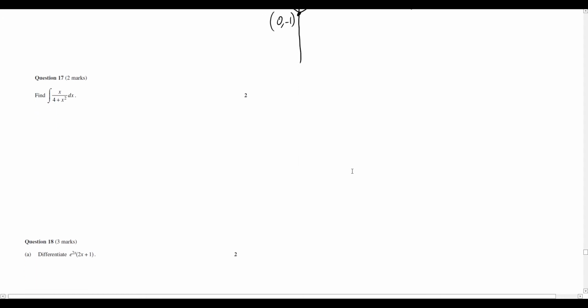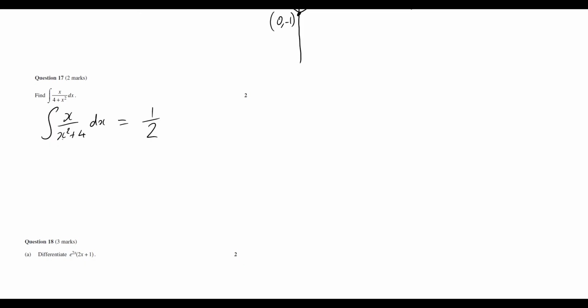Okay, now on to question 17. So simply integrating x over 4 plus x squared. Well, we should recognize that this is going to be a logarithmic integral. So simply writing this out, well, all we need to do now is just, I'll rewrite it in the preferred form of the x squared coming first. And, well, simply, we notice that if I was to differentiate the bottom, it would be 2x.